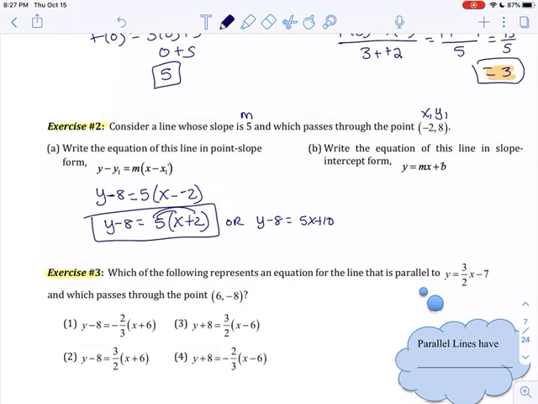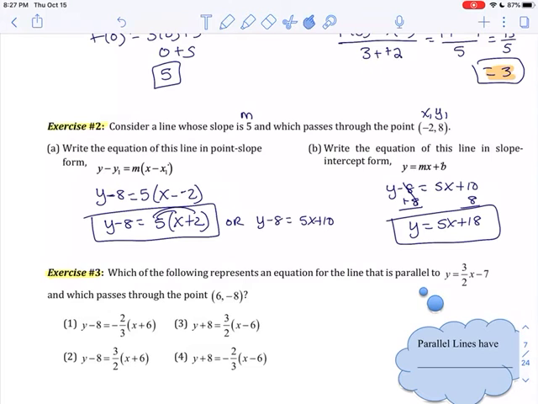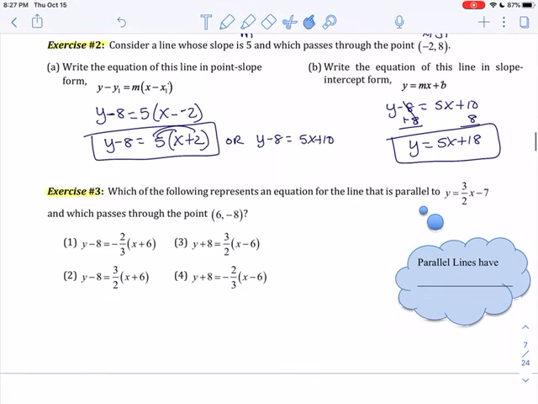If you want to write it in slope-intercept form, then yes, you have to distribute that 5 to everything in the parentheses, and you get the 5x plus 10. And then all you're going to do is take that negative 8 and bring it over to the right by adding 8. And I get y equals 5x plus 18.